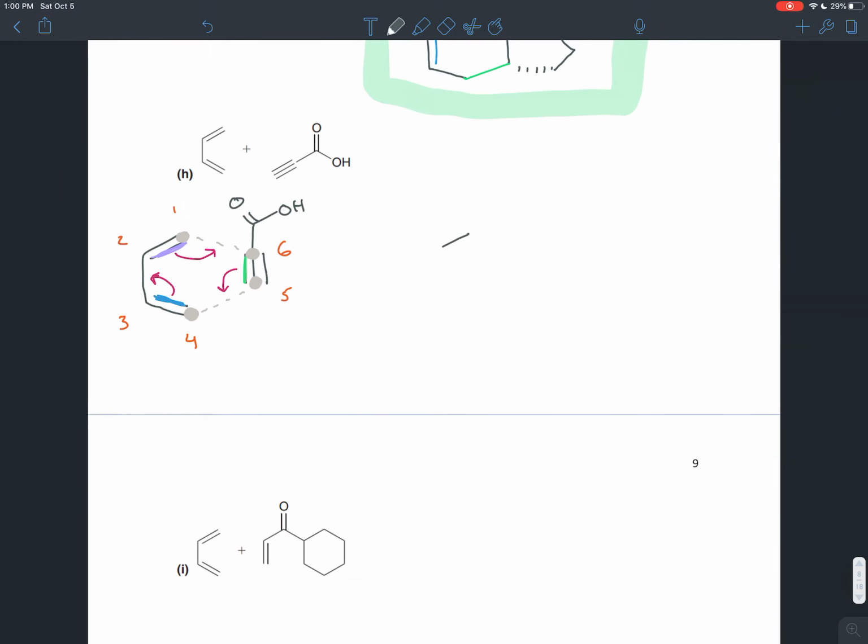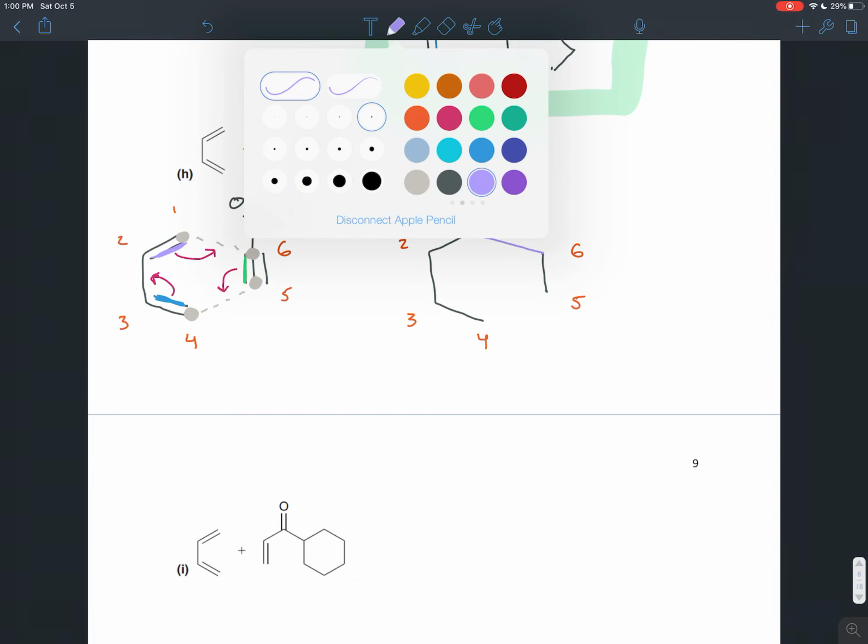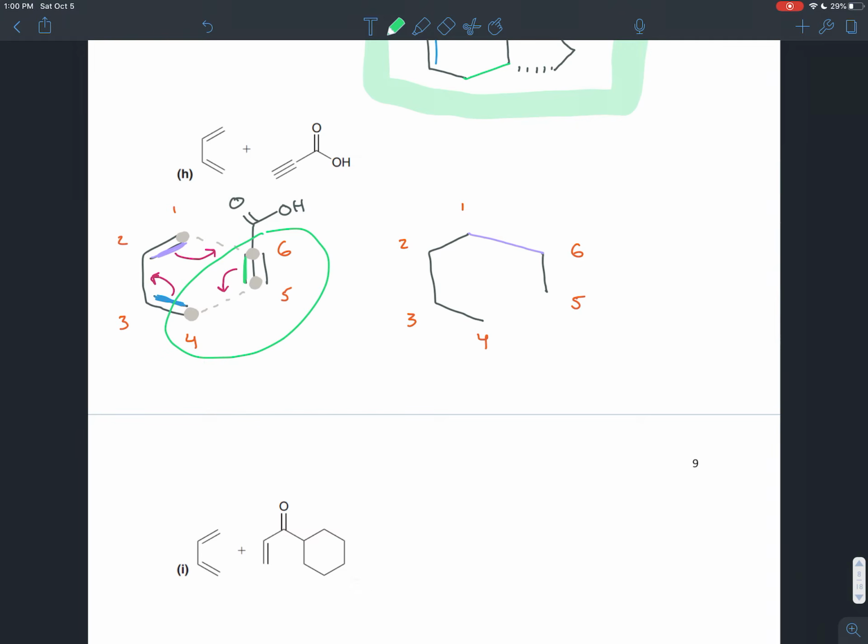So now I can draw those pieces one more time. And let me just number those so it's easier for me to keep track of what's going on. And the purple pi electrons here are going to go from being between carbon number 1 and 2 to being between carbon number 1 and 6, so they're going to move up here. The green electrons are going to go from being between carbon 5 and 6 to being between carbon 4 and 5, so they form that sigma bond there. And then the dark blue electrons are going to go from being between carbon 3 and 4 to being between carbon 2 and 3, so they'll form that new pi bond there.